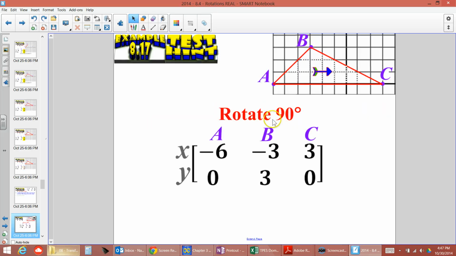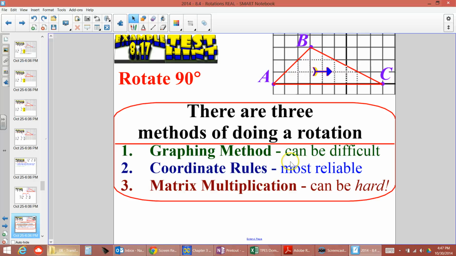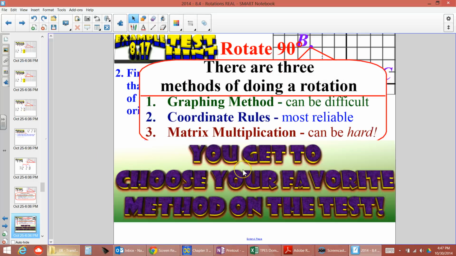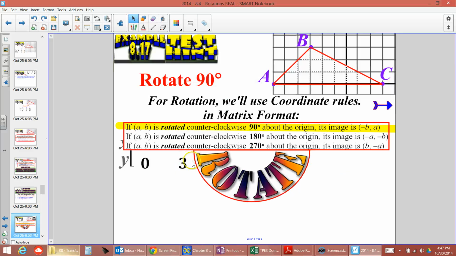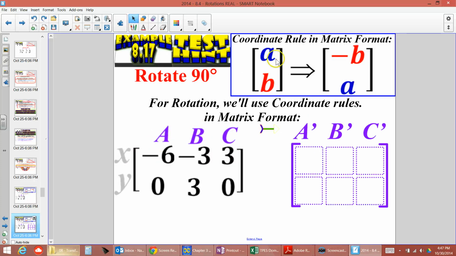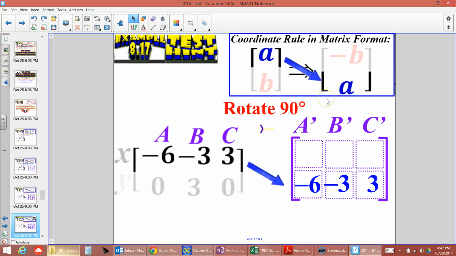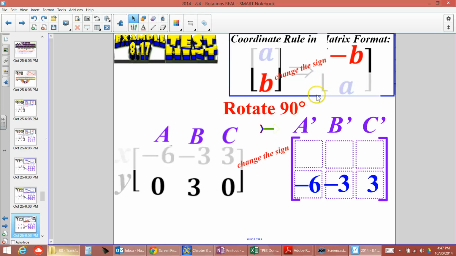Step 2, we have to convert it into the desired rotation. So I got to rotate it 90 degrees. I always use the coordinate rule. Personal preference, especially during tests. Okay, you get to choose your favorite method on the test. So I would use the coordinates, but I'll let you pick. So now, if I use the coordinate rule, I just simply say (A, B) becomes (negative B, A). So A gets written on bottom, B change signs and write it on top.